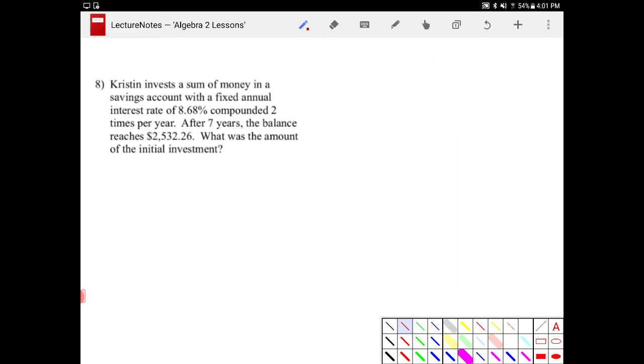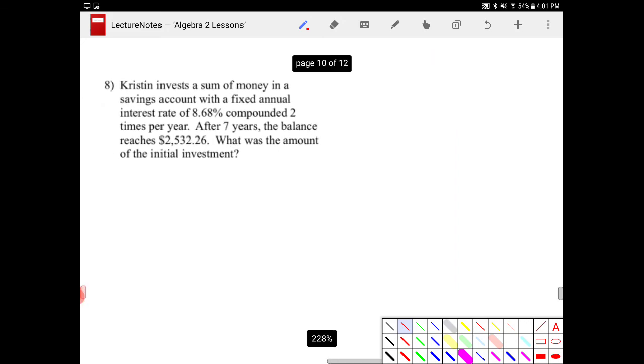Kristin invests a sum of money in a savings account with a fixed annual interest rate of 8.68% compounded 2 times per year. After 7 years, the balance reaches that amount. What was the amount of the initial investment? Okay, so 2532.26 is the current value. The initial is what we're trying to solve for. I don't know what that is.